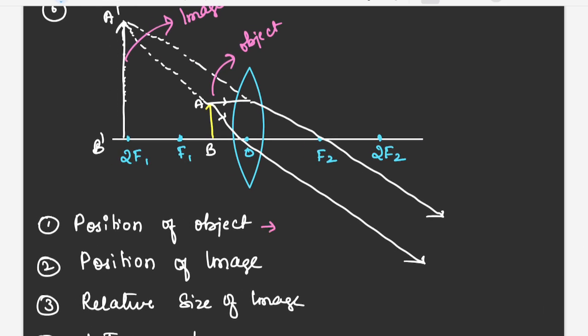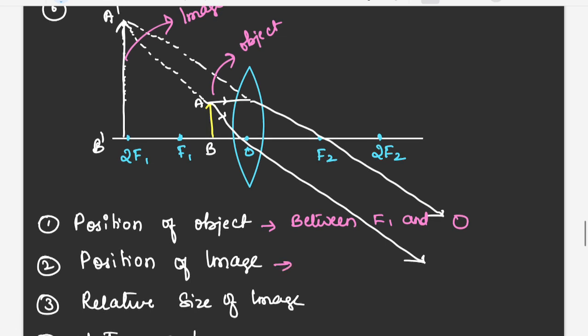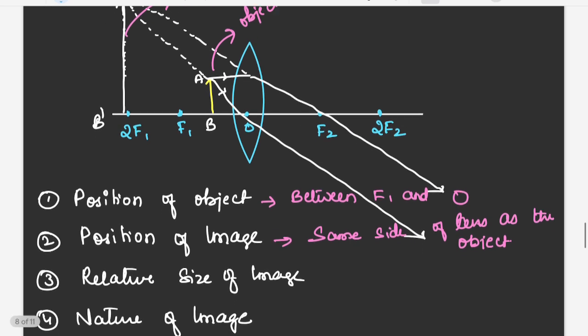So the position of the object is between F1 and O, the optical center, and the position of the image is on the same side of the lens as that of the object. So where the object is placed on the same side, you can see the image is also formed.